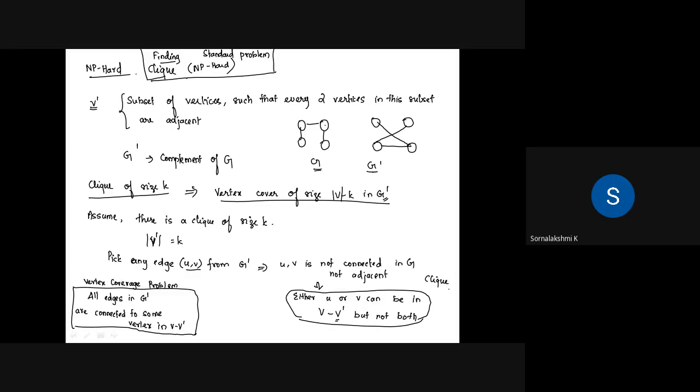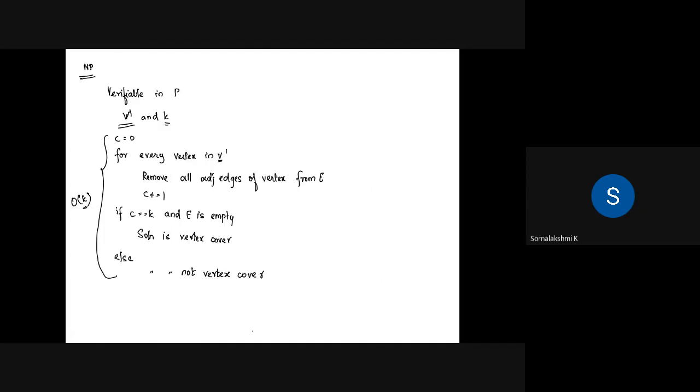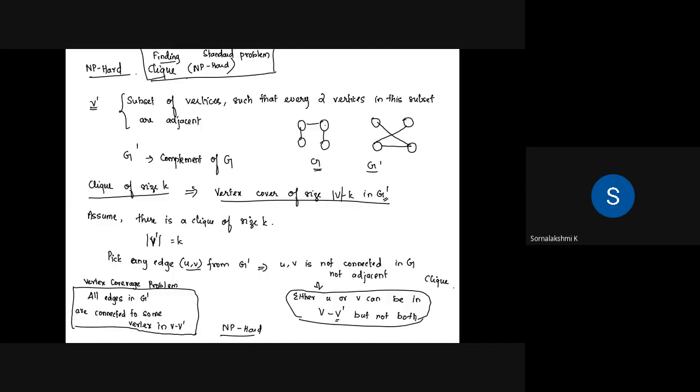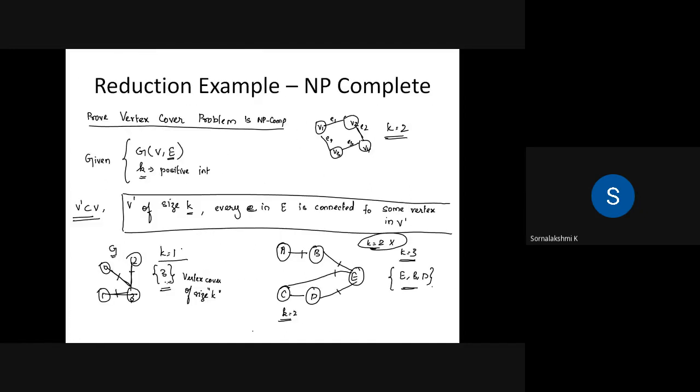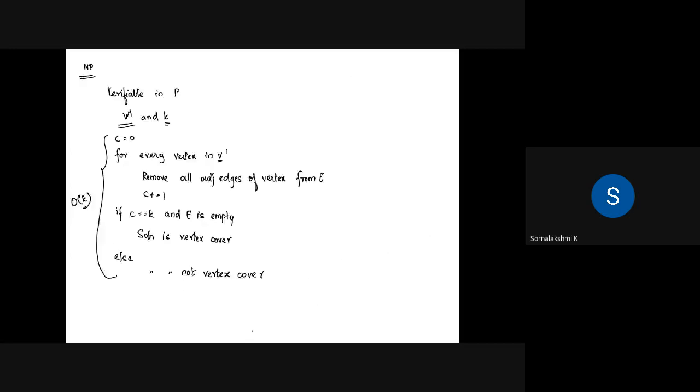Since the clique problem is known to be NP hard, the vertex cover problem is also proven to be NP hard. So I have proven that my vertex cover problem is both NP and NP hard. So I can say that my vertex cover problem is NP complete as well. Okay, so this is the proof.